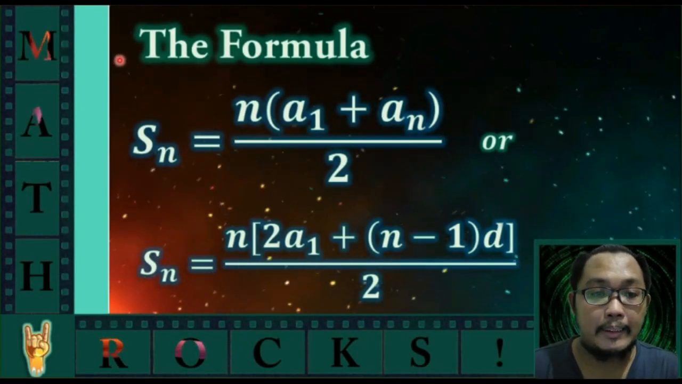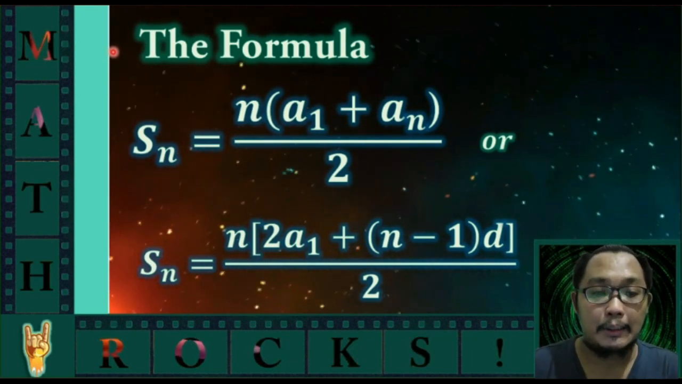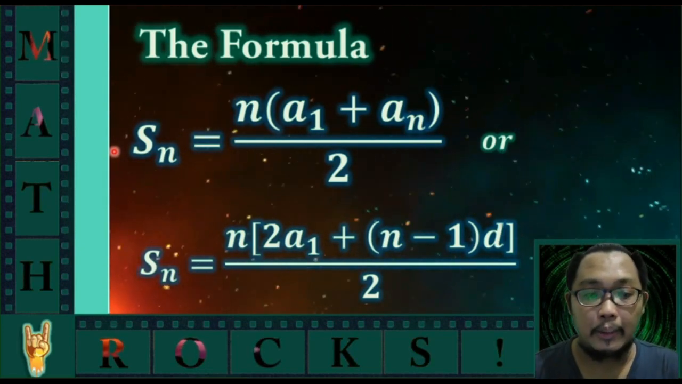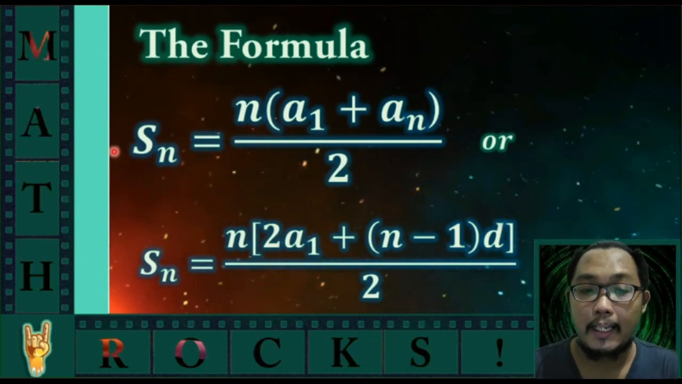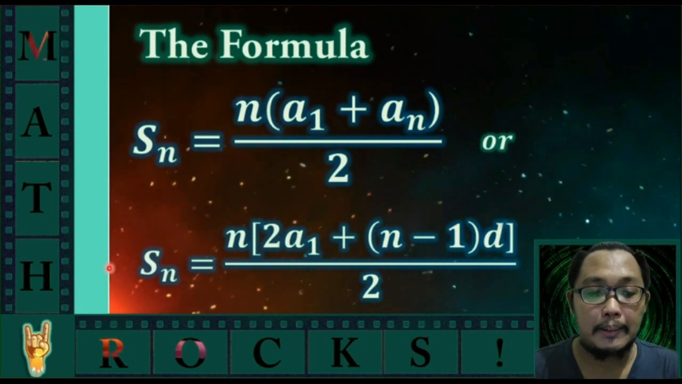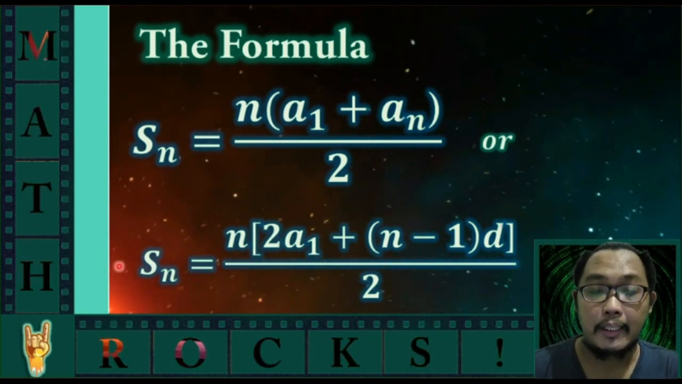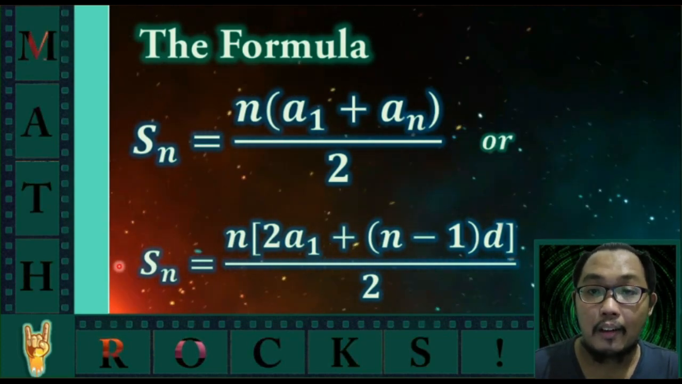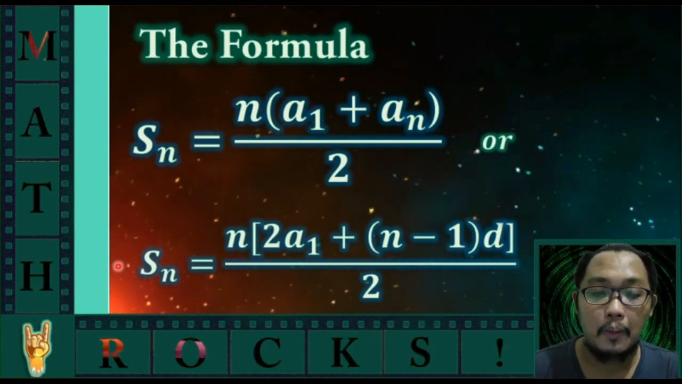Arithmetic series. So here the formula to be used for this lesson is first S sub n, which is equal to n times the quantity of a sub 1 plus a sub n all over 2. While the other formula is S sub n, which is equal to n times the quantity of 2 a sub 1 plus the quantity of n minus 1 times d, all over 2.